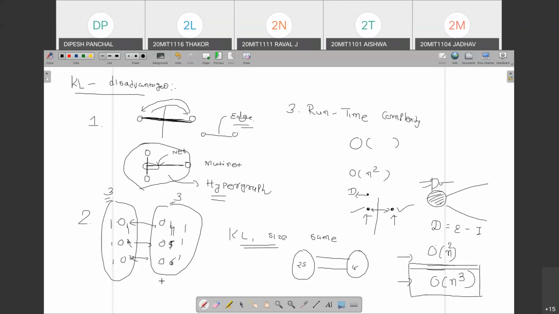So if I'm saying n equals 10, just 10 nodes, then it is O of 10 cube. In reality, it is not 10, it is 10,000, 20,000, or 10 raised to 10. So you can imagine the runtime complexity. These algorithms require a long time to give the output. The runtime complexity is O n cube. This is the third disadvantage.